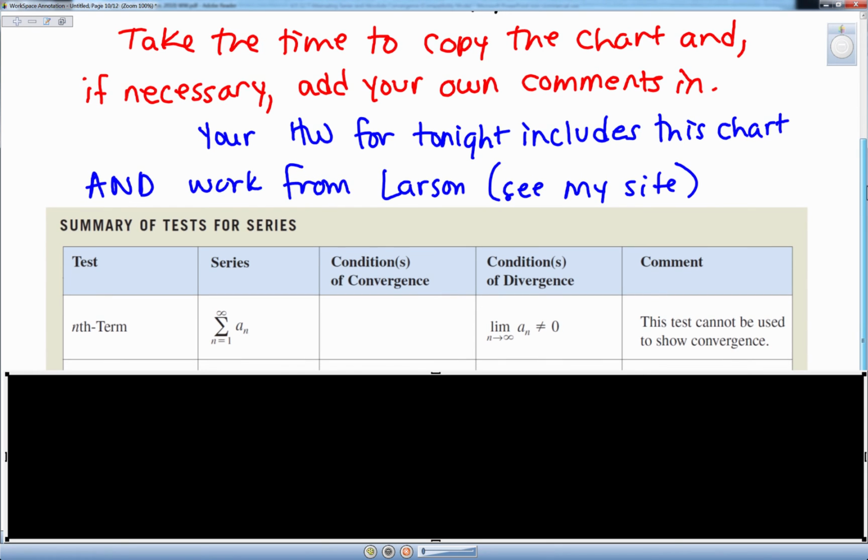For instance, if we were to look at the nth term test, we take our series, a sub n as n goes from 1 to infinity. All this test can do is tell us if something diverges. There are no conditions for convergence for this particular test. However, if our nth term doesn't equal 0, bam, we know that this is a divergent series. And as a comment, this test can't be used to show convergence.